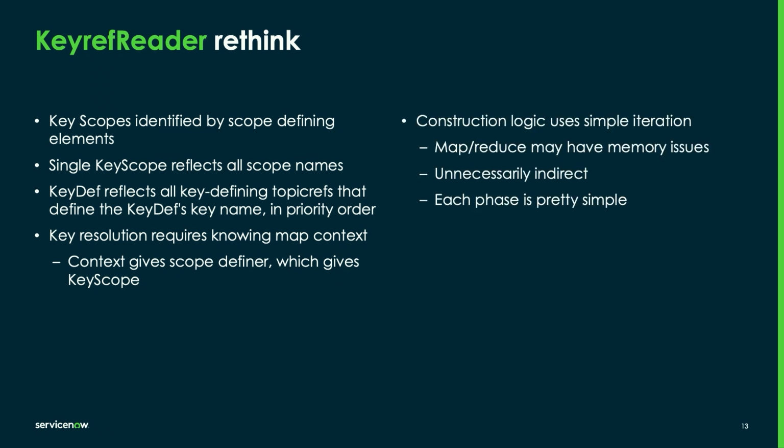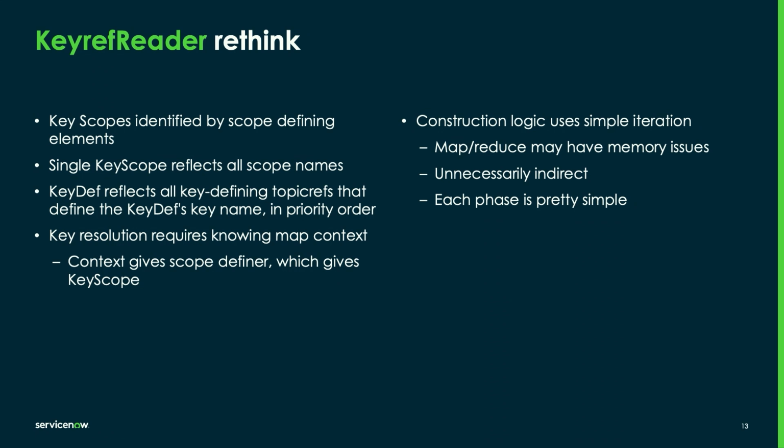So my construction logic uses a simple iteration. Yarno's code uses these clever map reduce features in Java. I don't really understand any of that stuff. That's too clever for me. So I did it a much simpler way. It may or may not be the case that the map reduce has some inherent memory issues. I really don't know. I haven't had the chance to test that.